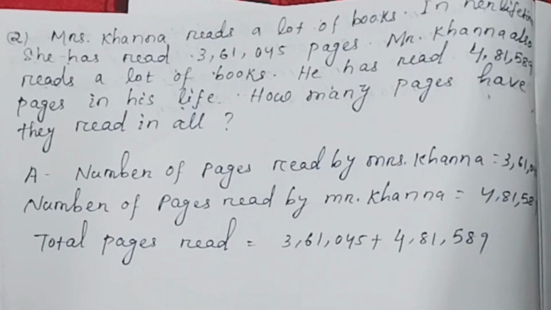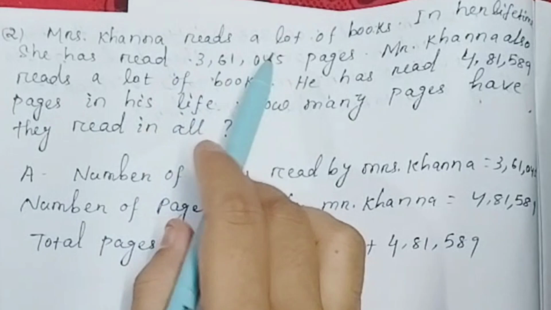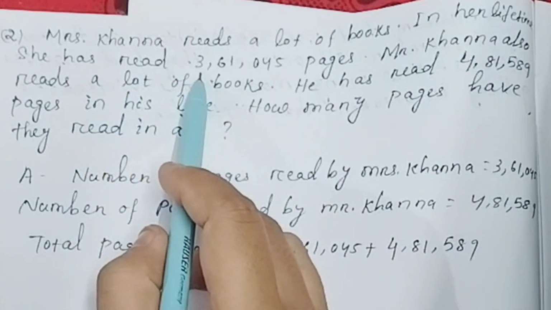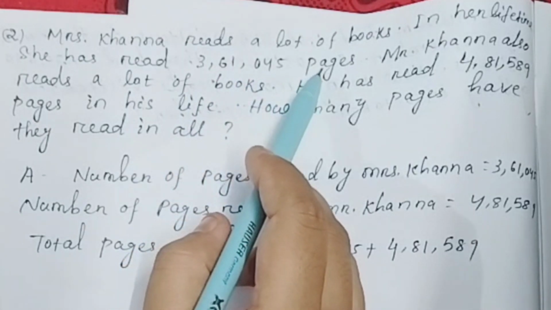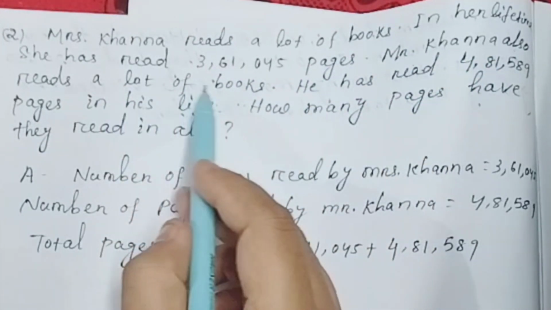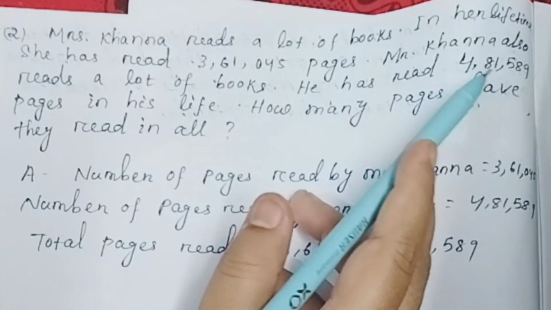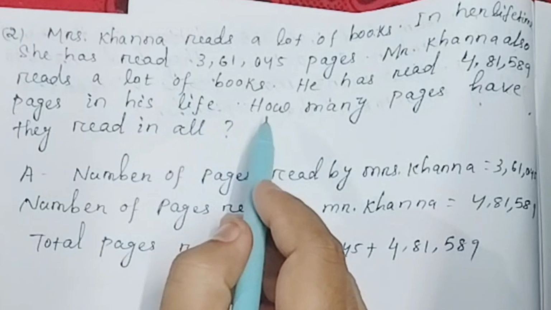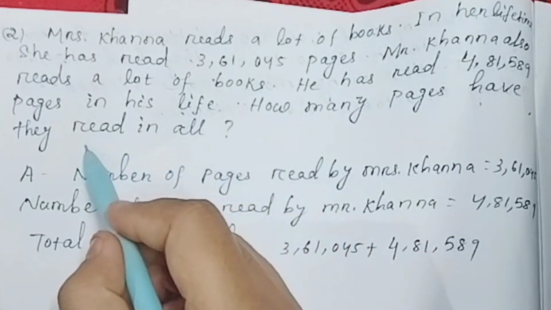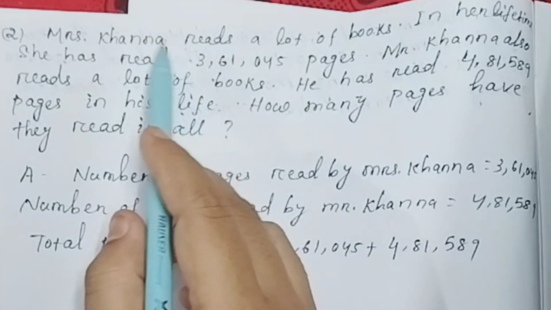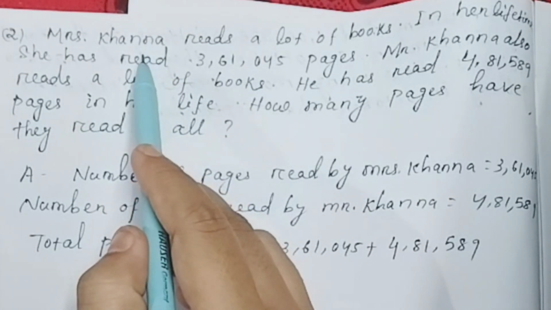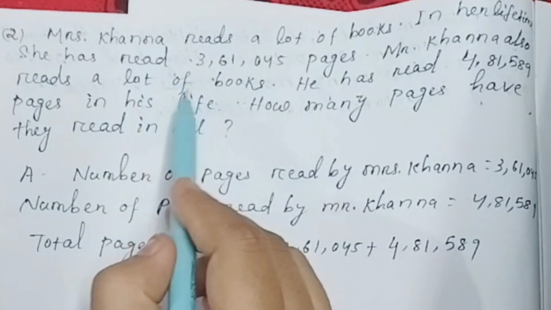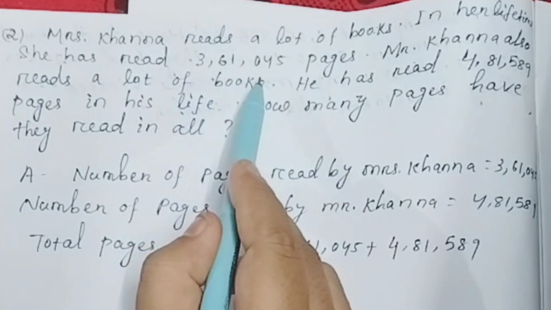Second question is, Mrs. Khanna reads a lot of books in her lifetime. She has read 3,61,045 pages. Mr. Khanna also reads a lot of books. He has read 4,81,589 pages in his life. So your question is, how many pages have they read in all? Means Mr. Khanna and Mrs. Khanna, they both like to read books. So in their lives, they read something.